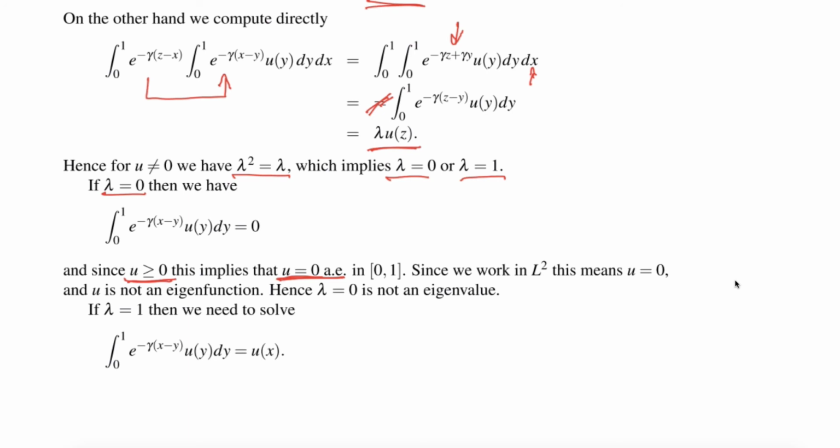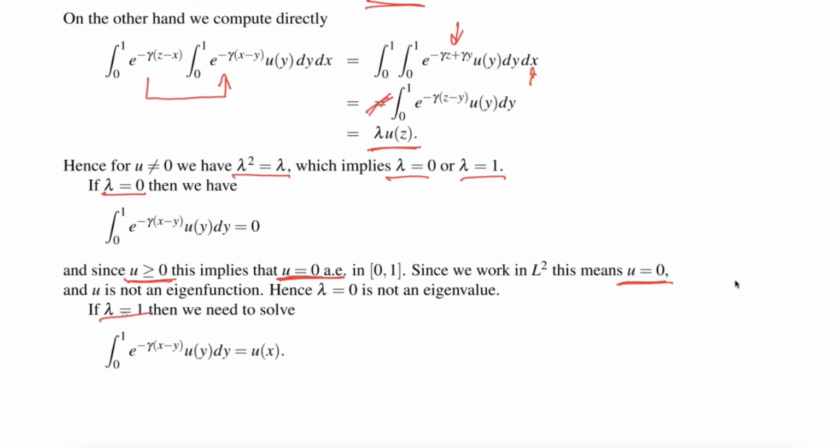But now we work in L2, so in L2, being 0 almost everywhere means u is 0, right? These are measurable functions. They are only representatives of a class of functions which differ by a set of measure 0. So if it's 0 almost everywhere, it is considered to be the 0 function. And so it is not an eigenfunction. Then lambda equal to 0 is not an eigenvalue.